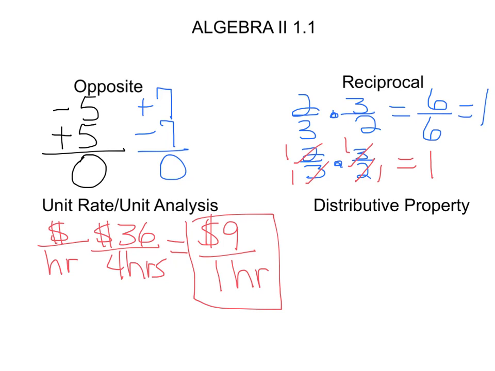So the unit rate is per 1. Your denominator must be 1. And when you do the analysis, that's the actual reducing of it.